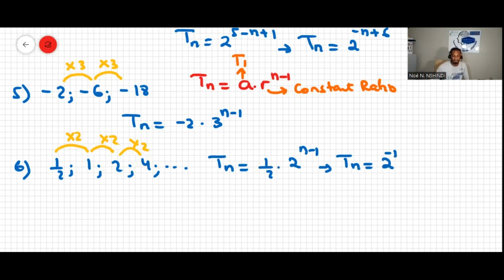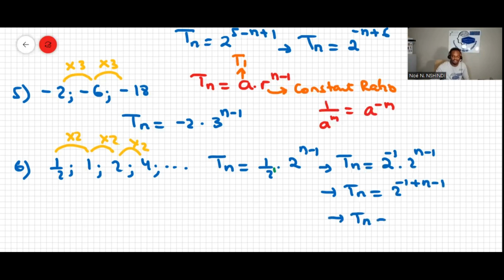Remember, 1 over a to the m is equal to a to the -m. There is an invisible exponent here of 1. So we can write it as 2 to the -1. Then we multiply by 2 to the n minus 1. Then we can simplify. Applying the law of exponents, when they have common bases, we add the exponents. So it's going to be -1 plus n minus 1, which means that Tn is just equal to 2 to the power of n minus 2. That's the simplest form of this.